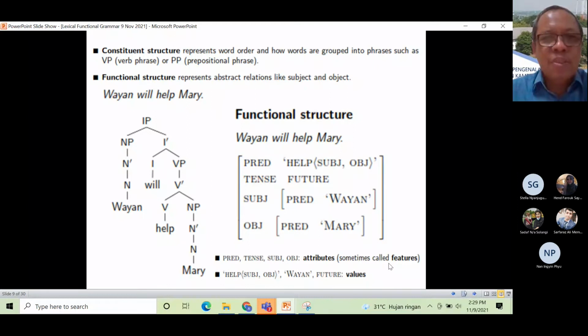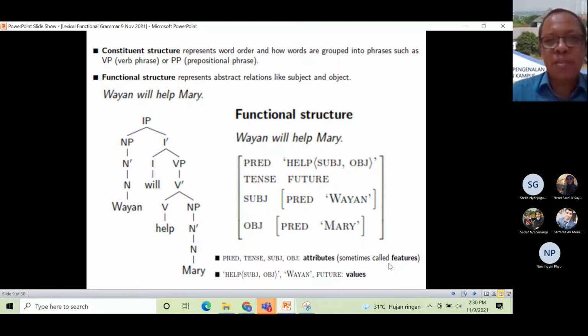So constituent structure represents word order and how words are grouped into phrases such as verb phrase, prepositional phrase, noun phrase, and so on. Okay, another parallel structure is what we call functional structure. So there are two basic parallel structures: constituent structure and functional structure. In the functional structure, we have the abstract relations, grammatical relations like subject and object.